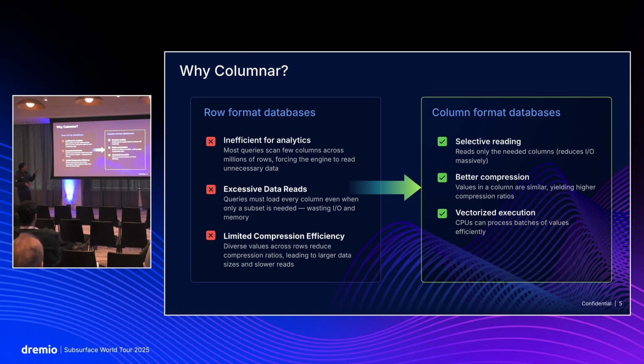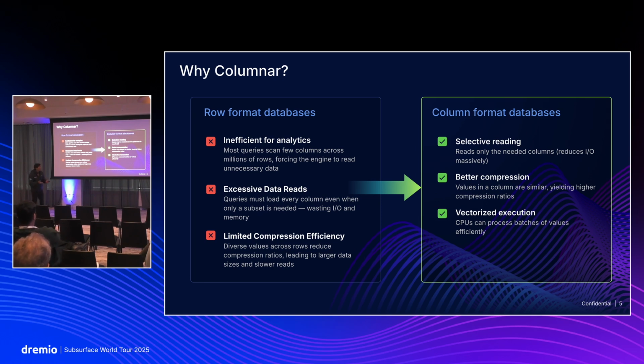Okay. For a columnar format database, obviously there is selective reading. We read only the needed columns, so it reduces the I/O massively. And obviously I/O is the most expensive, right? When we spill to disk, we know that it is slow, so we want to reduce I/O massively.